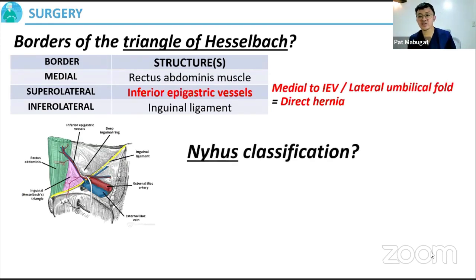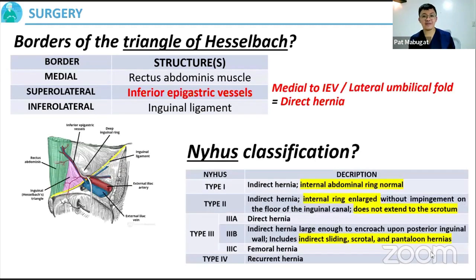Next, for the Nyhus classification, we have 4 types. Type 1 is where you have a normal internal abdominal ring. Type 2 is where the ring is enlarged but does not extend to the scrotum. Type 3 is where you have indirect sliding, straddle and pantaloon hernias, and type 4 is your recurrent hernias. Okay. For type 1, ring normal. Type 2, ring enlarged. Type 3 is when the hernia sac and the bowel contents and everything goes in. Okay, that's already type 3. Specifically, it's type 3B because type 3A is a direct hernia, type 3C is a femoral hernia, and type 4 is already recurrent.